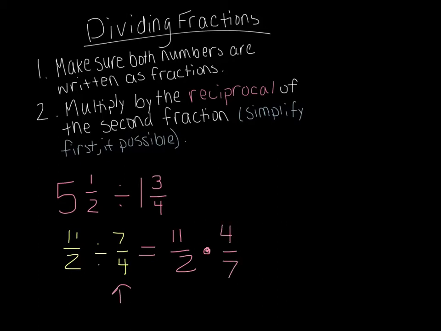Now we're going to see if there's common factors in the diagonals, and there's no common factor in 11 and 7 because they're both prime numbers. But there is a common factor in 2 and 4. They're both divisible by 2. So 2 divided by 2 is 1, and 4 divided by 2 is 2. And now we can just multiply across.